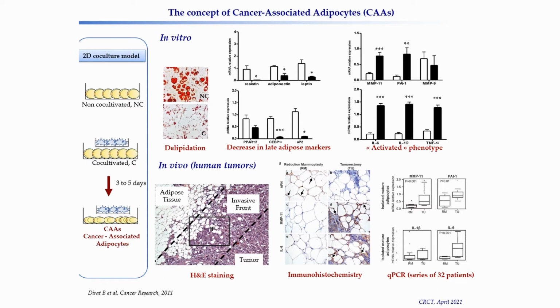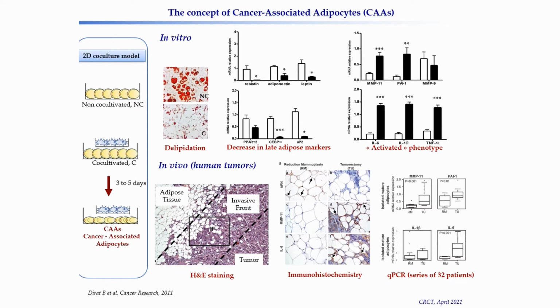And what we found in this co-culture system is that adipocytes exhibit a decrease in size and number of lipid droplets. They exhibit a dedifferentiation process with a decrease in late adipose markers, and they exhibit what we have called an activated phenotype, which means that they overexpress ECM-related molecules and pro-inflammatory cytokines. And we have shown that these cells, which we call cancer-associated adipocytes, promote tumor progression.